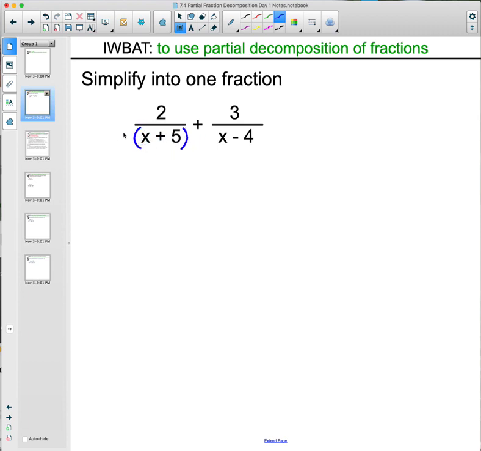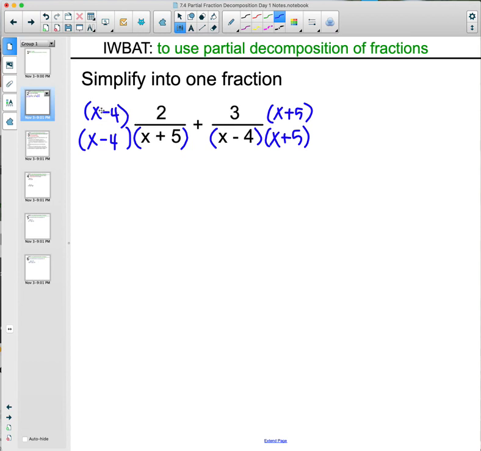For this one, I would need to multiply by x minus 4 on both top and bottom. We want to get a common denominator because in order to add fractions, you need to have a common denominator. Then on this side, I would need the x plus 5 factor. We would multiply that to both top and bottom, because that's just like multiplying by 1, which doesn't change the actual value of each fraction.